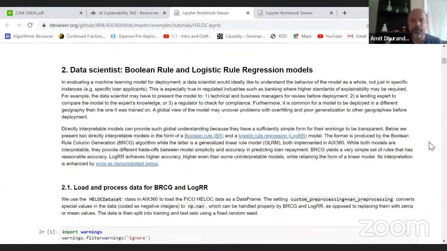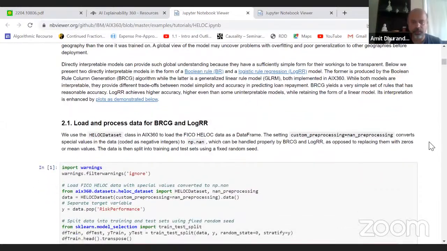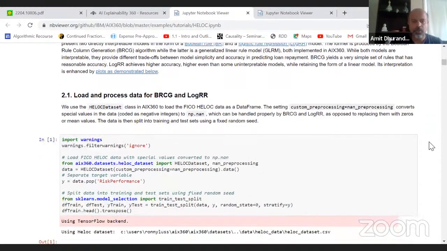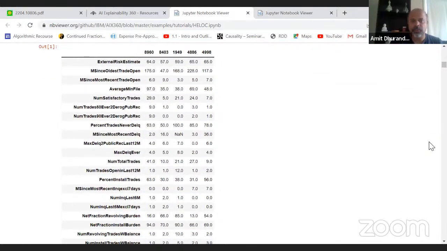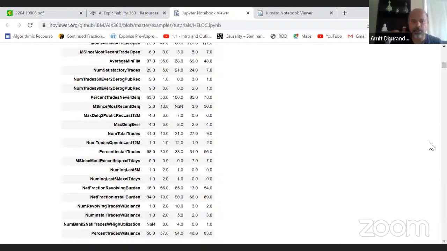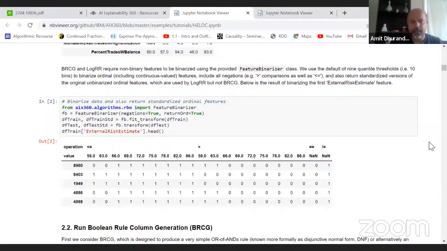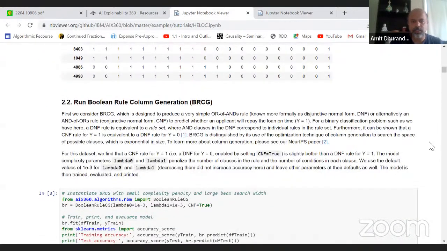And then you have these rule-based methods. So BRCG and LogRR are two rule-based methods. For that, you first load and process your data. And this is an example, just a few data samples. There are 5 data samples here, just printed. And then these rule-based methods require some binarization of the data. So the real attributes are binarized, and it shows you here what it does for binarization.